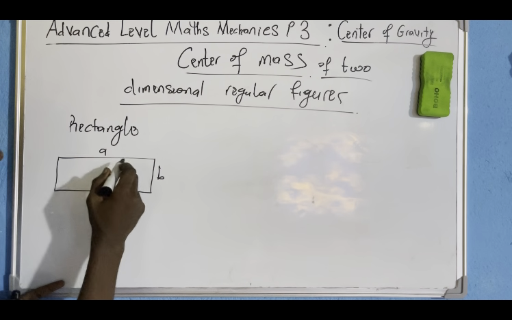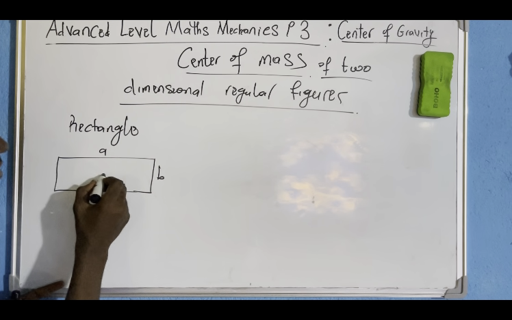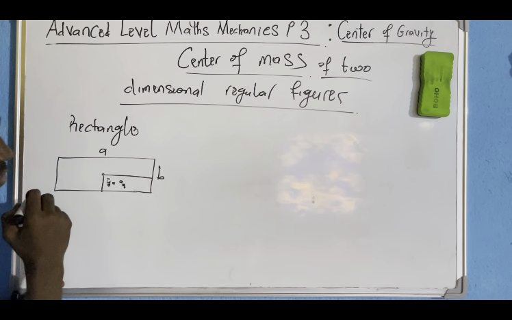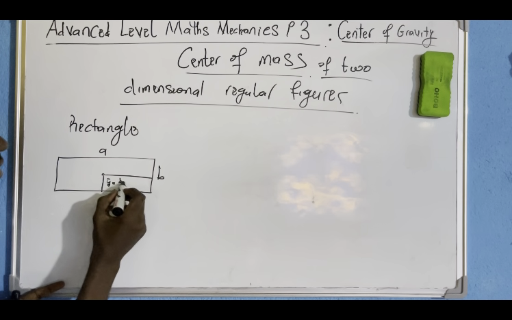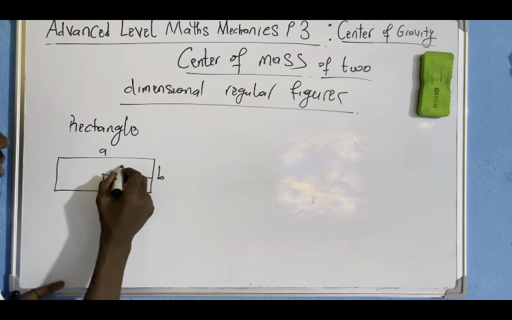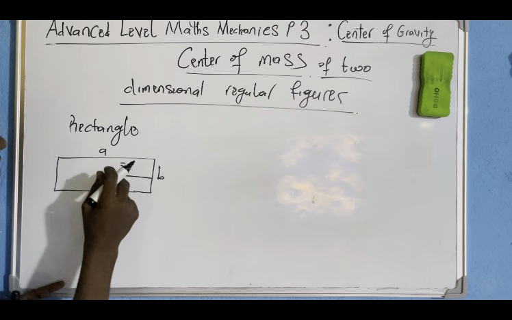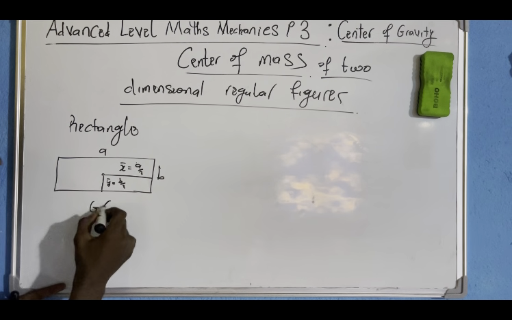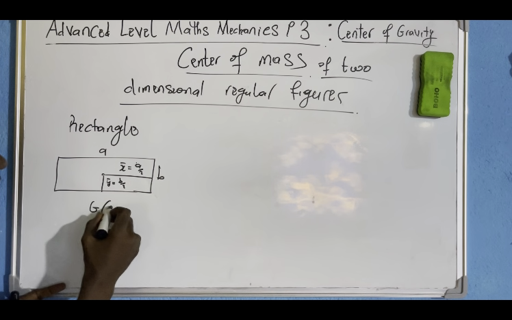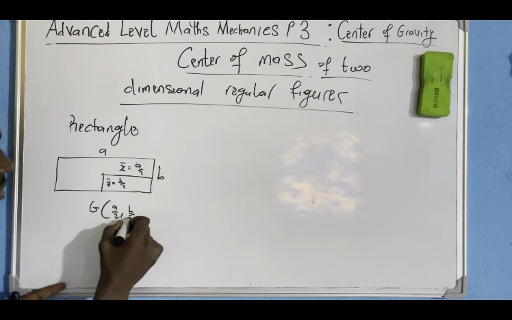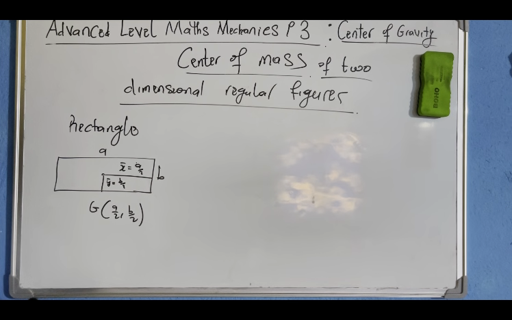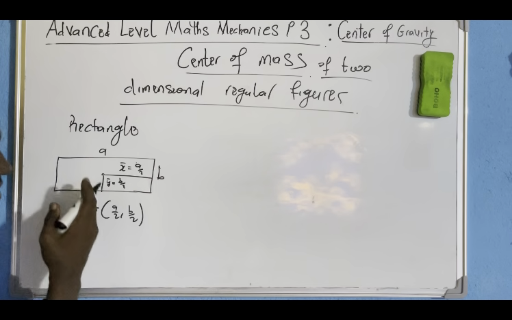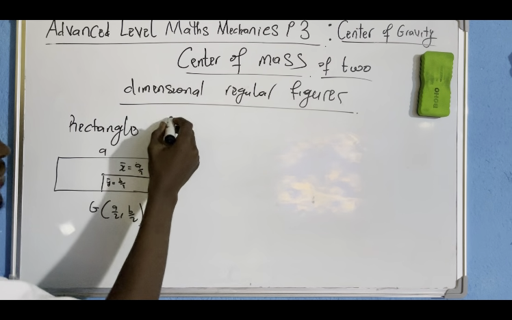And the distance from here to here will be b all over 2, because this is b, and here will be x bar, which is what? X bar is the distance from here to here, will be b all over 2. As simple as that, I have the center of mass of a rectangle, which is a all over 2 and b all over 2. You see that with a rectangle, I can easily identify, using my knowledge of geometry, the center of mass of a regular rectangle.